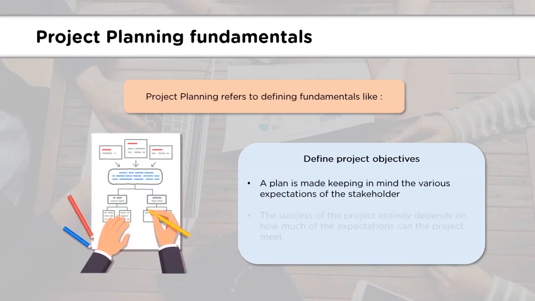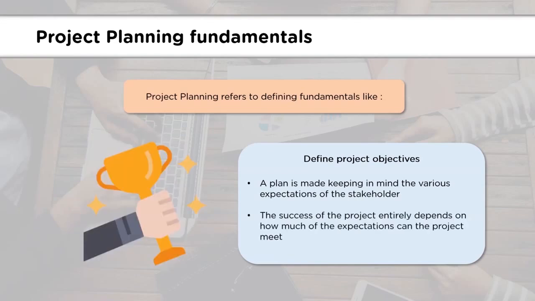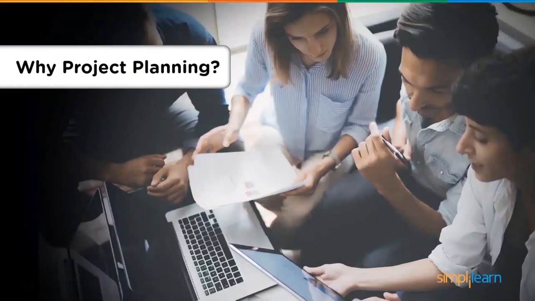Then the last fundamental we will discuss is defining project objectives. A project plan is made keeping in mind the requirements of the project team and expectations of the stakeholders. If the project team can meet the expectations of the stakeholders, then only we can say that the project is successful.